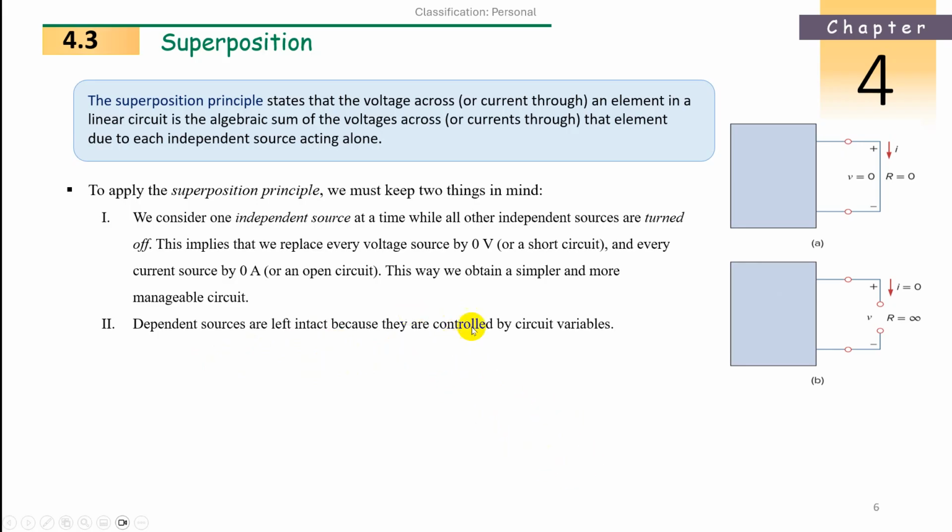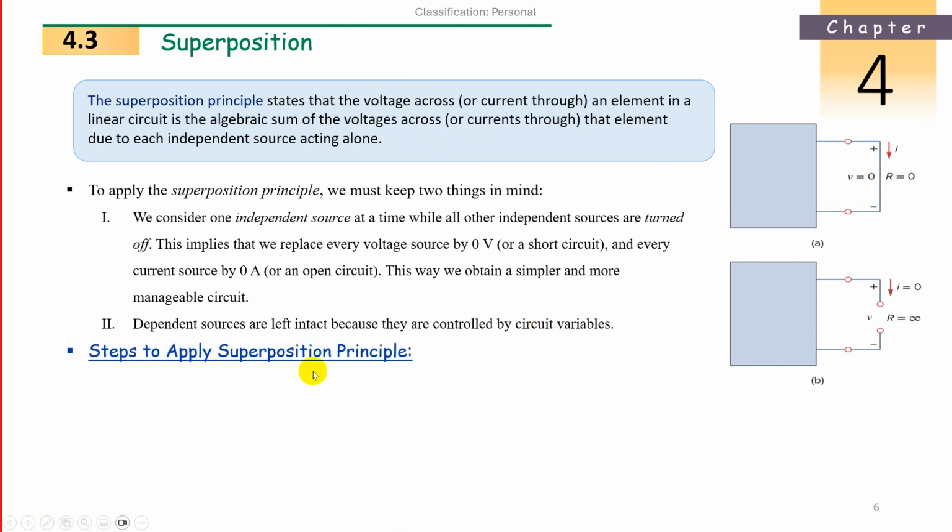I know that if any voltage source is there, we have to short circuit it, make it V equal to 0. If any current source is there, open it and make the current equal to 0. Other than one, that one should be kept, the remaining all should be off. But if a dependent source is there, we cannot do anything because it is controlled by other circuit variables. So that's why we should not do anything with the dependent sources. We only have to think about the pure voltage source and pure current source, or independent voltage source or independent current source. So this is the definition of the superposition.